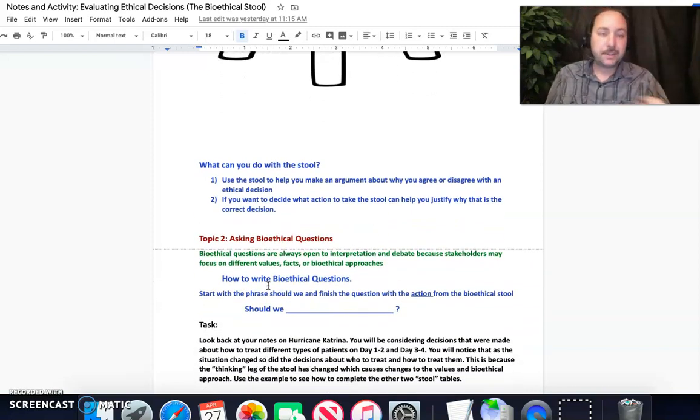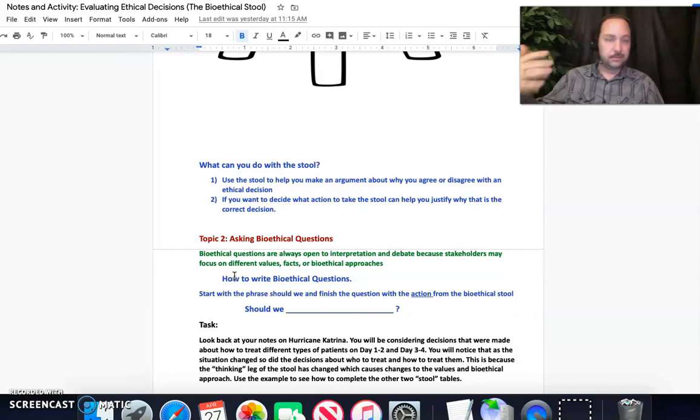The second topic for today is pretty simple. You've got to know how to phrase a bioethical question so that it's a bioethical question. It's very easy. You just follow this simple formula and you'll make sure you're asking a bioethical question. But if you look in green here, it says bioethical questions are always open to interpretation and debate, because there may be different stakeholders who focus on different facts or hold different values. So you can't ask a question that has one answer, right?